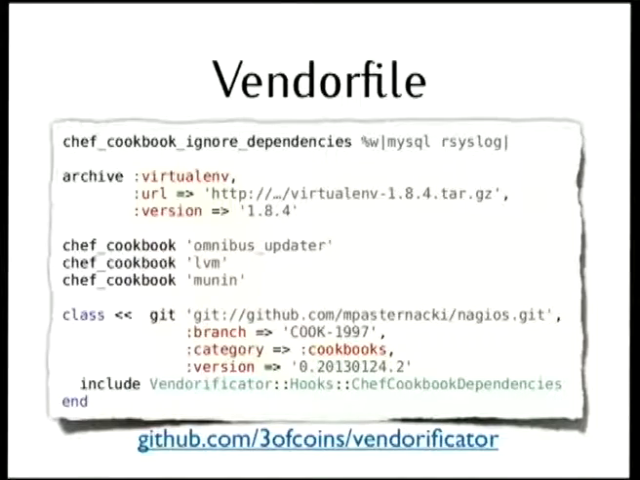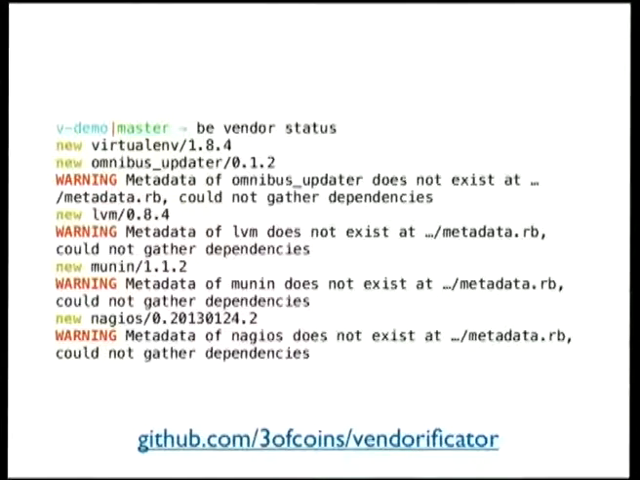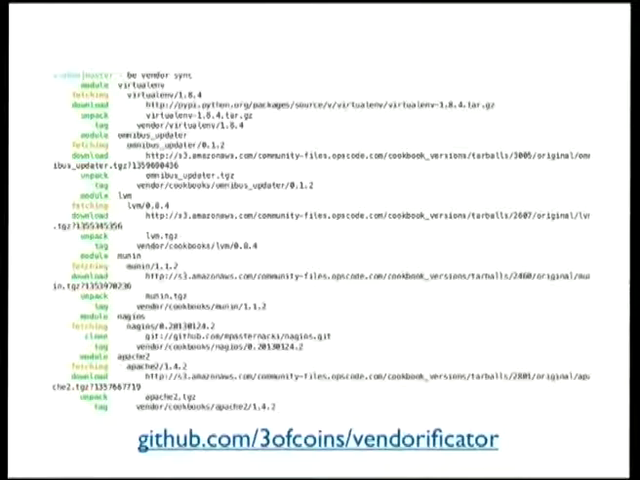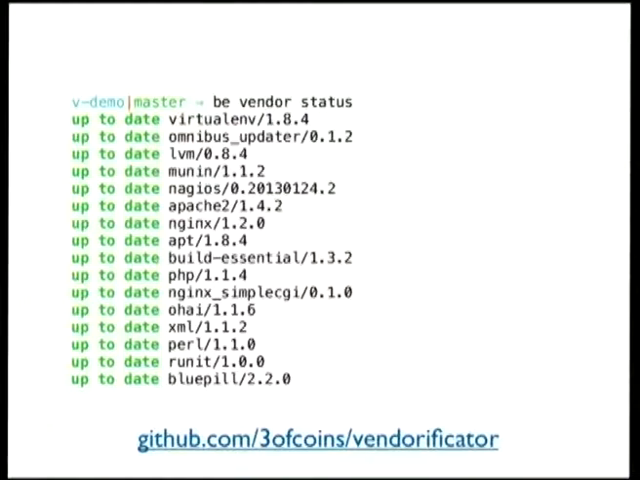And let's see what we can do with that. When we try to look at the status, we see that there are some new modules and that the metadata of Chef cookbooks cannot be read, so it cannot figure out the dependencies. Let's try to sync that. Right now, this is not a live demo, because right now Vendorificator would download a lot of stuff and it takes a while. But it downloads all the specified modules and their dependencies.